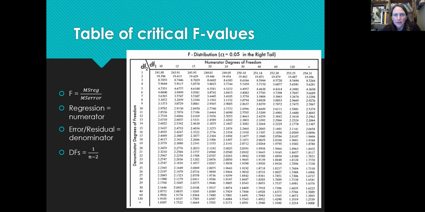It looks like I have grabbed an F table that doesn't go to 1, so I'll make sure that I get one that works better for you. There are tons of these F tables out there. You always have to make sure you're looking at the right one.